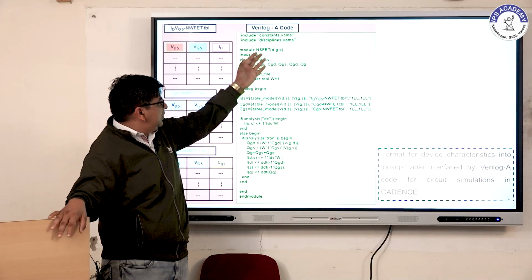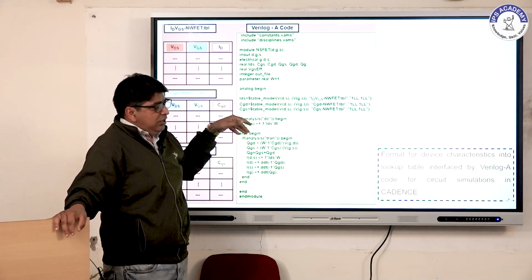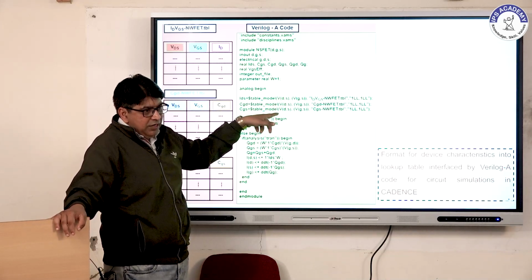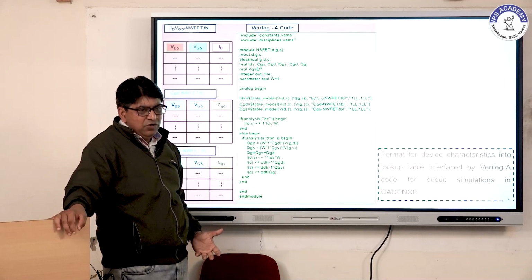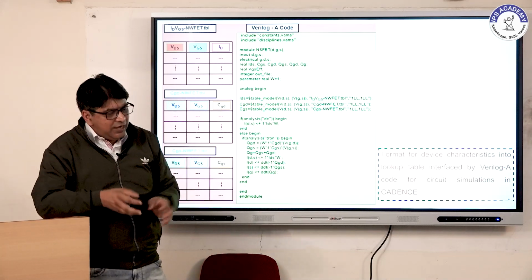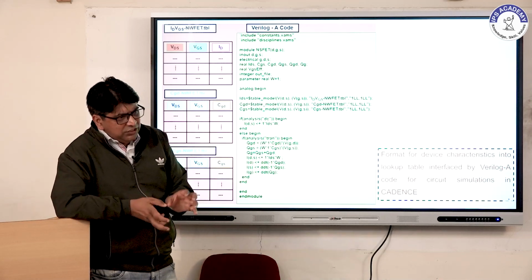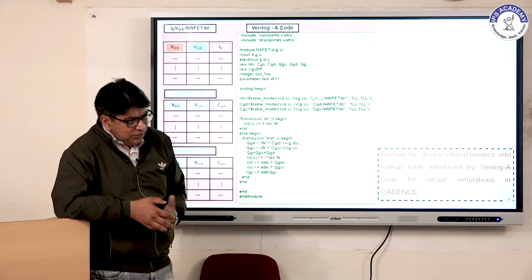you can call this table using the Verilog model. That is the LUT based model, and that is dedicated to your NMOS. In the same manner, you can prepare the PMOS. If you have the NMOS and PMOS, you can go to Cadence or any EDA tool, call them, connect NMOS and PMOS, and check the circuit performance.